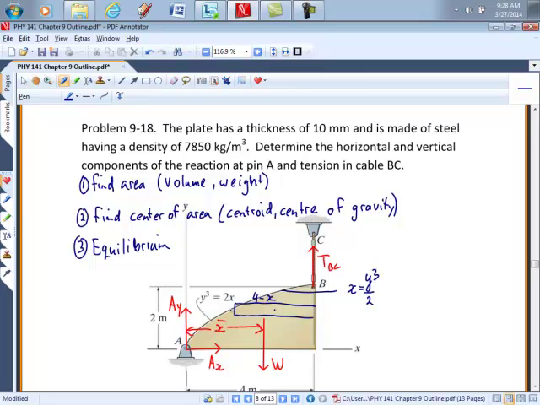That's going to be x plus half of this. So the x tilde is going to be x plus (4 minus x) over 2 to get to the center. And that's going to be x over 2 plus 2.